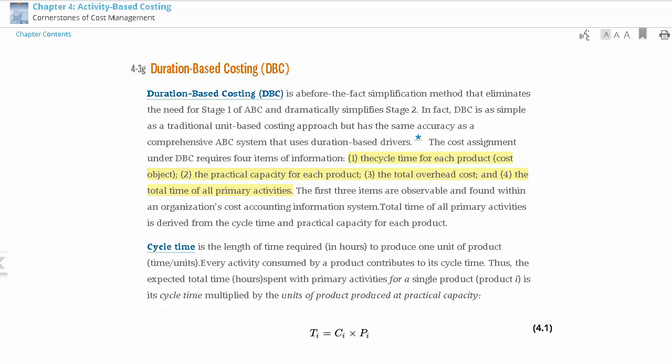Now, you need certain information, 4 items of information. First, you need the cycle time for each product, and we're referring to the product here as the cost driver. That's the first item, and you see that highlighted. 2, you need the practical capacity for each product or cost object. You need the total overhead cost, and you need the total time of all the primary activities. Now, the first 3 items are given to you to solve the problem. In other words, they're observable, and you would find them within the organization's cost accounting information system.